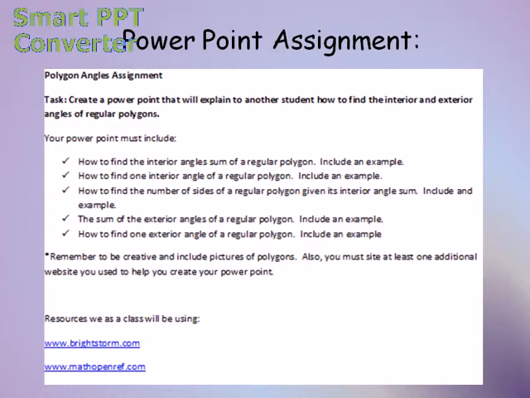They were told, remember to be creative and include pictures of polygons. Also, you must cite at least one additional website you use to help you create your PowerPoint. I also included the resources that they should be using from class.